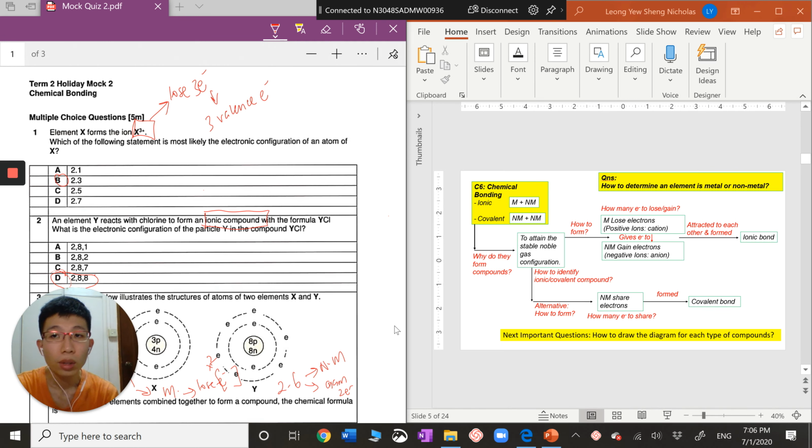Hi students, today we'll be looking at Pop Quiz 2, Chapter 6, Chemical Bonding. I'll be teaching you how to use the mind map on the right to apply to the questions, because I believe some of you have some of these difficulties, so I'll be going through it step by step.